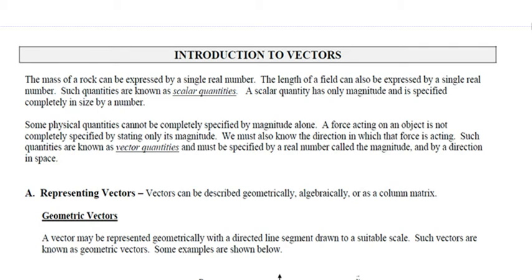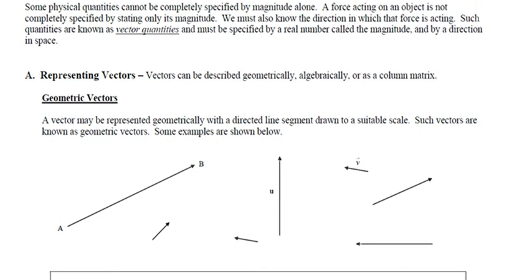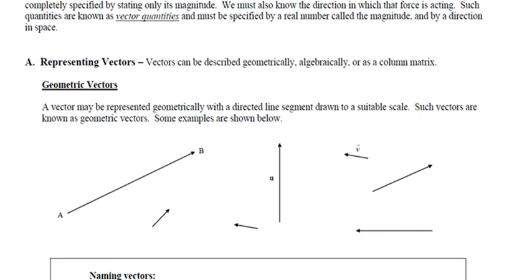Some physical quantities cannot be completely specified by magnitude alone. A force acting on an object is not completely specified by stating only its magnitude. We must also know the direction in which the force is acting. Such quantities are known as vector quantities and must be specified by a real number called the magnitude and by a direction in space, or beyond. If it's in 4 or 5 dimensions, then in 4 or 5.